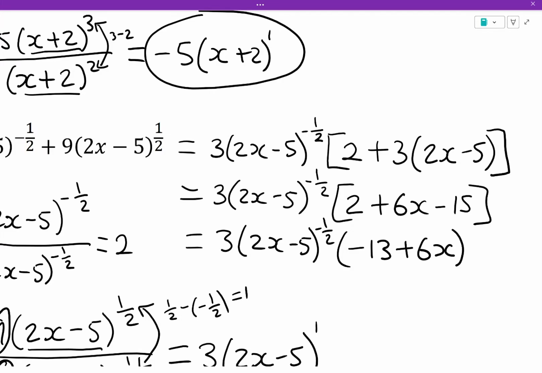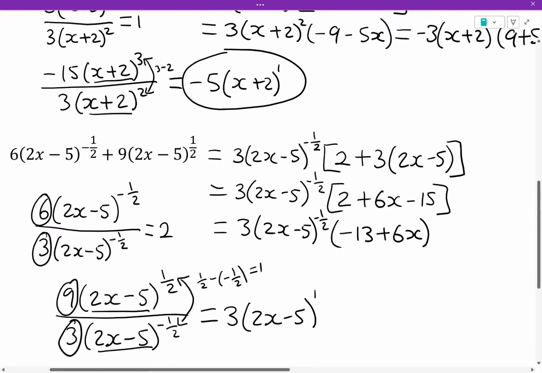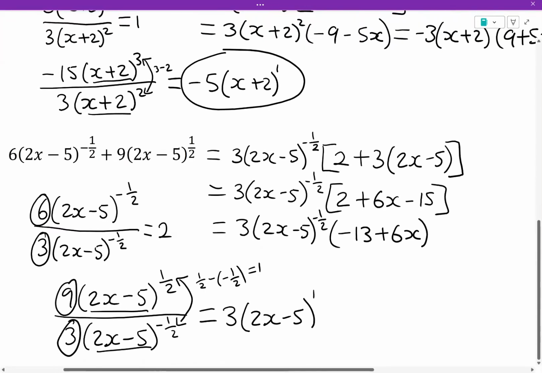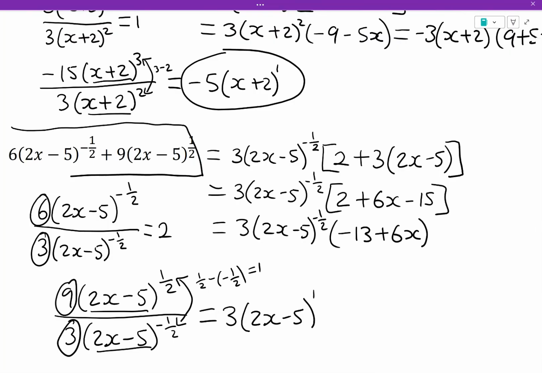Now, where would you be expected to do this at A level? Well, if you've just differentiated something using the product rule, you might get a scenario that looks a bit like this, and you might be expected to write it in a specific form, which involves factorizing.